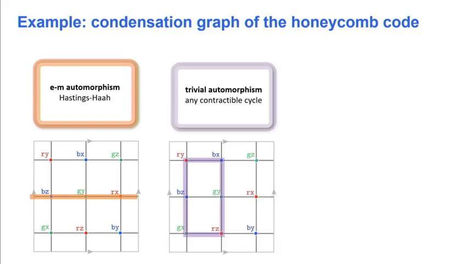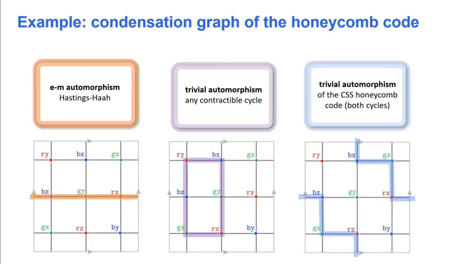If we go around a contractible cycle, we get a trivial automorphism, and if we actually wind around both cycles, we again get a trivial automorphism, but that corresponds to the CSS honeycomb code. Why does this happen? Because remember, when we were updating the logical operator from step to step, we had to multiply by measurements of the current rounds, and upon completing a period of a sequence, we can end up either multiplying by something trivial or non-trivial. And when it's not trivial, in this case, it would be a fermion of the toric code, which implements the EM automorphism.